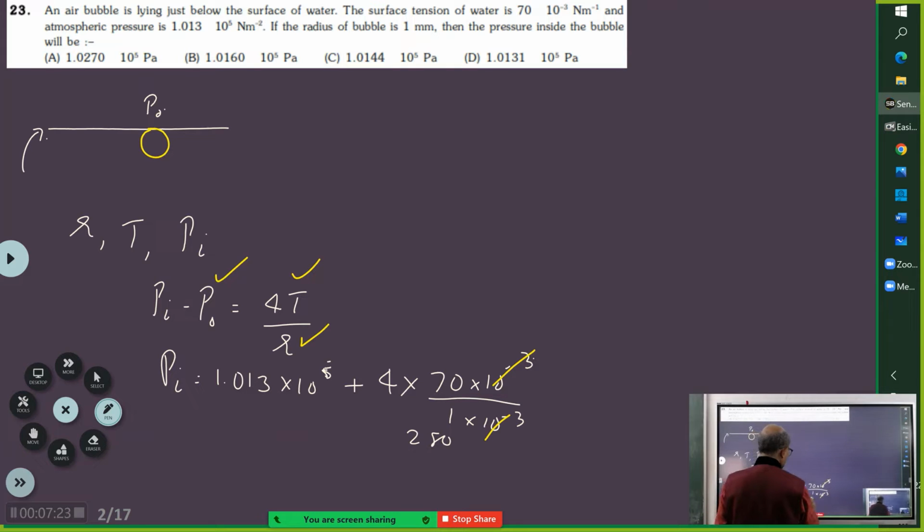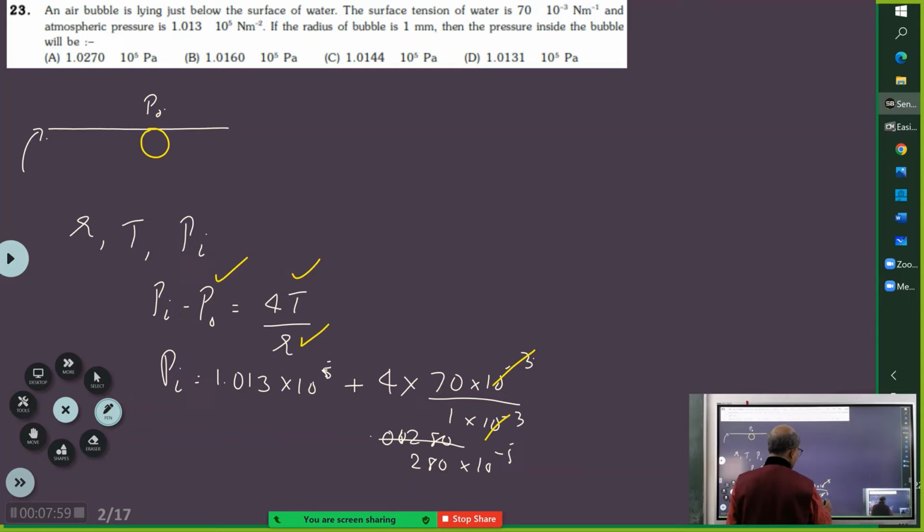If you want to express this as 10 to the power of 5, then you write it as 0.0028. You will get 280 here, but if you multiply and divide by 10 to the power of 5, you get 0.0028 times 10 to the power of 5.